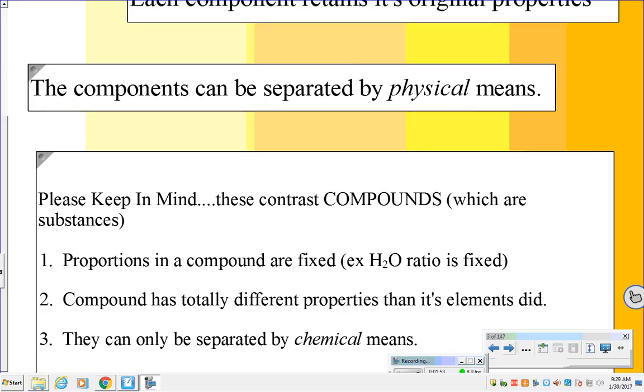Proportions in a compound are fixed, so we talked about that fixed ratio idea. A compound has totally different properties than its elements did and can only be separated by chemical means rather than physical means. So you actually have to do a full reaction.